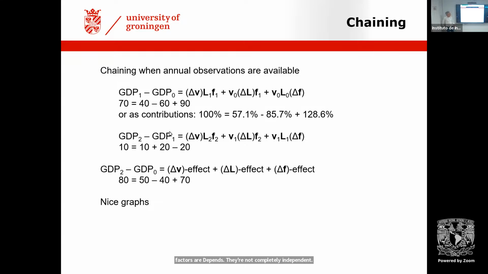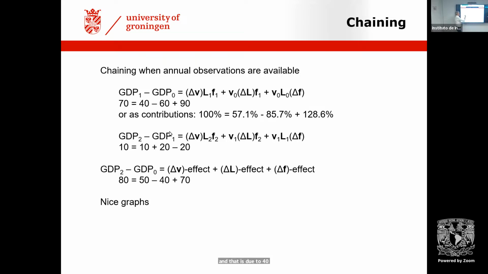So, chaining. Here's a simple example of chaining. Now I'm going to look only at one polar, and the story remains exactly the same if we take the averages of two polars or mirror decompositions. But here I'm going to look at the polar from left to right. Suppose the change in GDP from year 0 to 1 is 70, and that is due to 40, a decrease of 60, and an increase of 90.